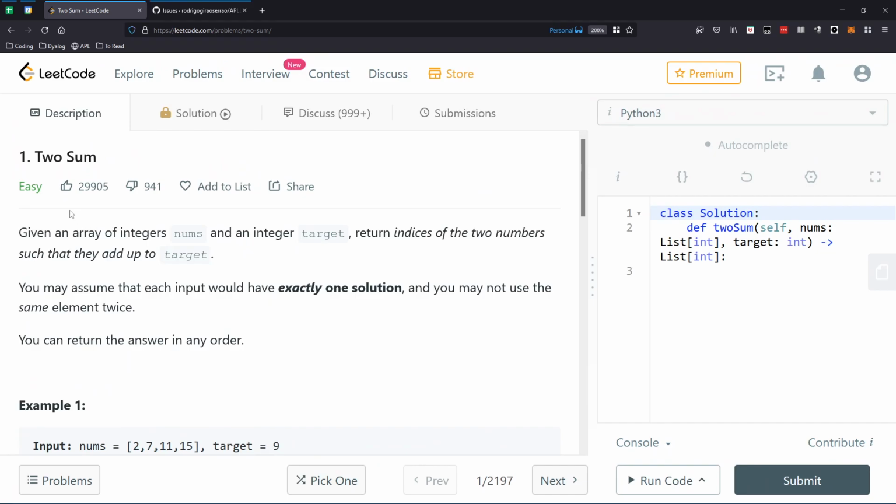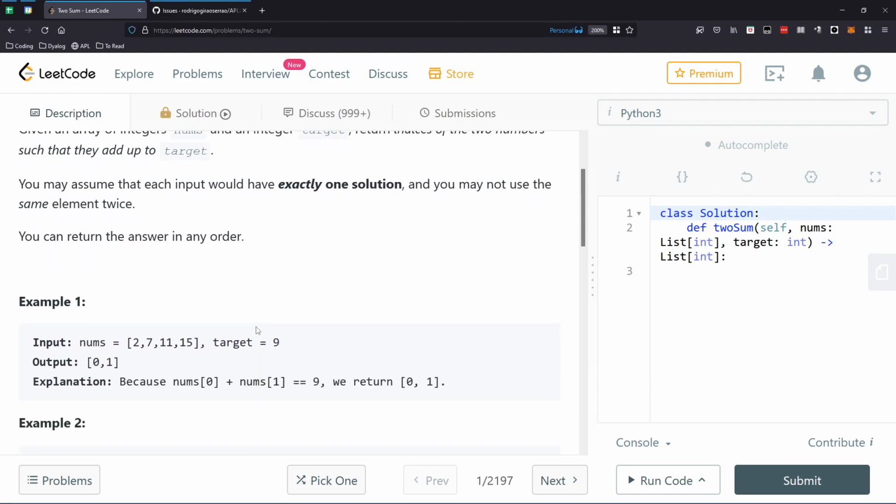So the problem says, given an array of integers, nums, and an integer, target, return indices of the two numbers such that they add up to target. You may assume that each input would have exactly one solution and you may not use the same element twice. You can return the answer in any order. So if this is the nums and this is the target, the output here is 0, 1 because the element at index 0 and the element at index 1, when summed up, add up to the target.